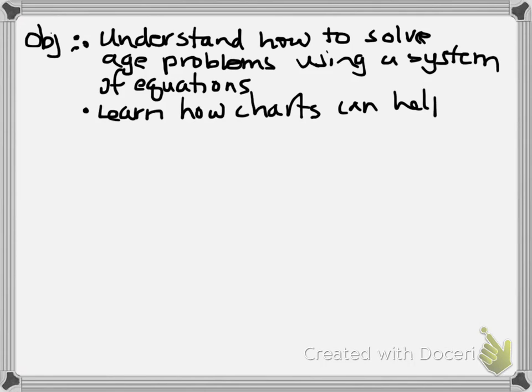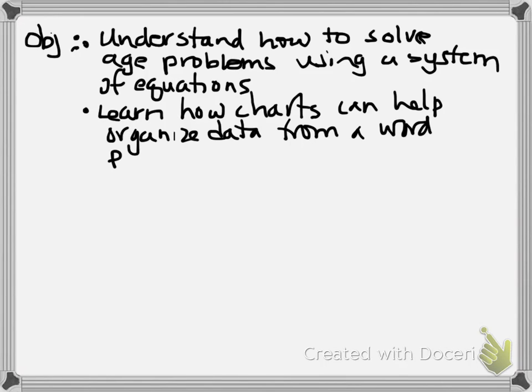can help organize data from a word problem. So this is actually a technique that I'm going to go over today that sometimes the chart just defines variables. Sometimes the chart actually produces equations that we can write our equations from and use as our system. So it may be something you haven't seen before, but it's a great way, especially in age problems, to define all your unknowns. So let's talk about what is a chart.